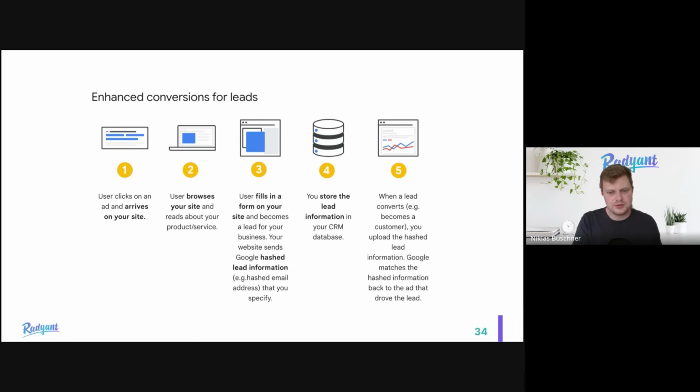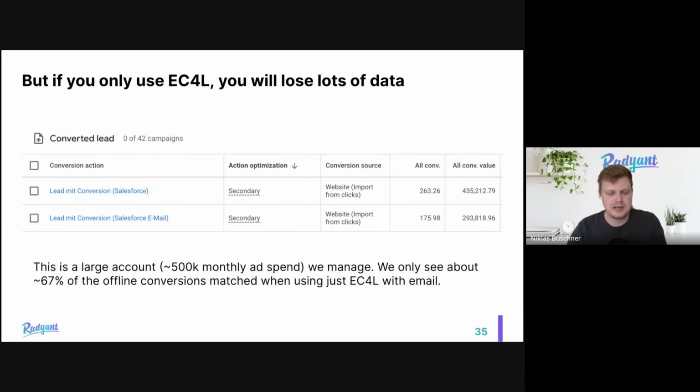So in theory, it's a very smart concept, but the problem is that if you only rely on enhanced conversions for leads, you will lose lots of data. This is a screenshot from a very large account we manage with around 500K monthly ad spend. We did a test where we set up 2 converted lead actions to see the difference between only sending offline conversions with email, or sending offline conversions with Google Click ID and, if a Google Click ID is not present, then also with email.